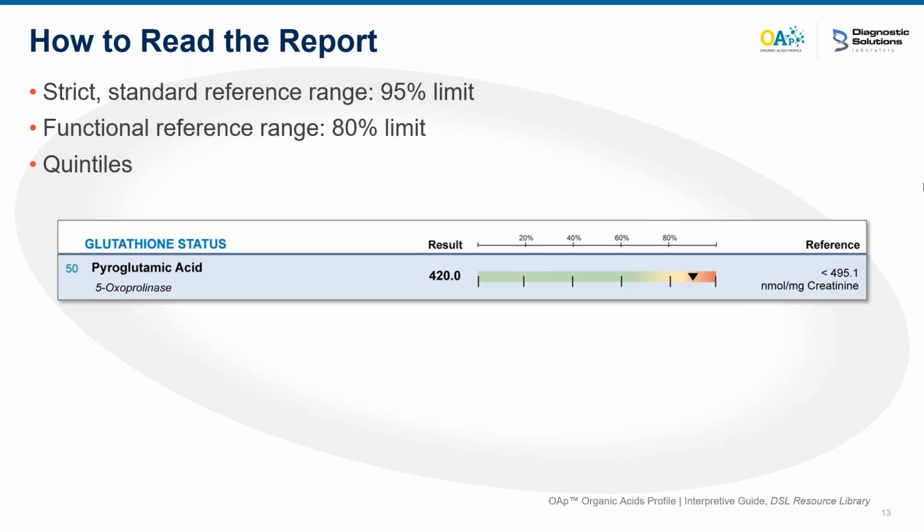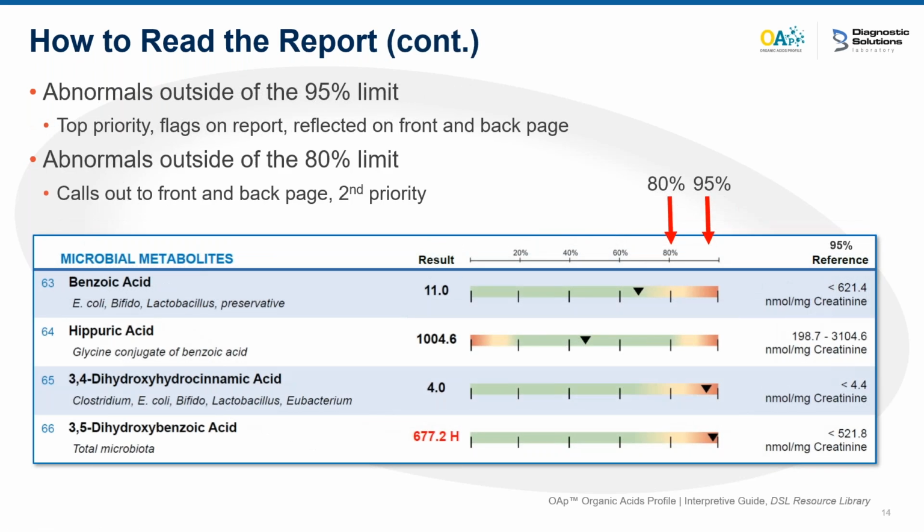And if you're curious how we do this, you can imagine that we took 100 people, 100 urine specimens, and we measured that pyroglutamic acid, and then we lined up those results lowest to highest. We drew a line at the 20th result, the 40th, the 60th, the 80th, and the 100th, and now we have a percentile ranking by quintile, and we can show you exactly where your patient falls in that population. So it's pretty helpful when you want to really figure out what's going on and how abnormal something is.